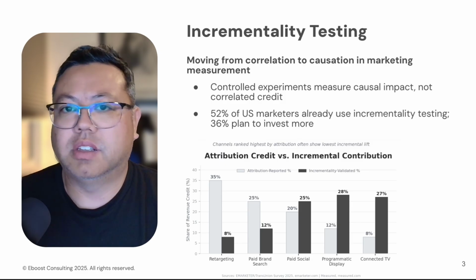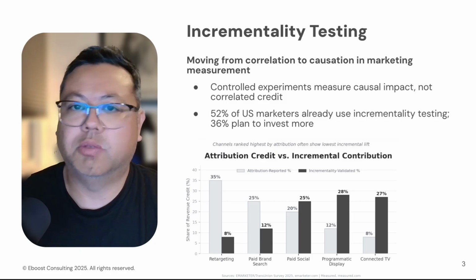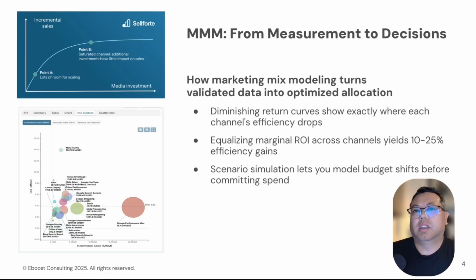So this is not surprising. Start with the channels where you spend the most and have the most uncertainty. Run a geo holdout test. Compare it against your attribution data. The gap between those numbers is your opportunity. Incrementality testing tells you whether a channel works, right?